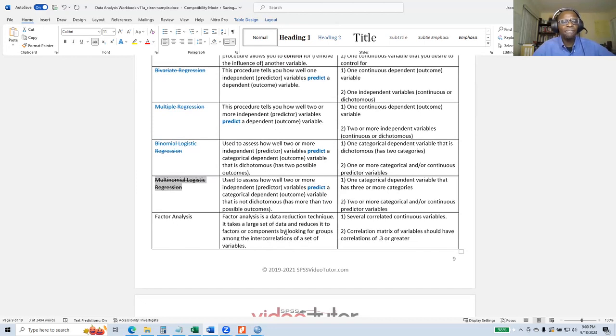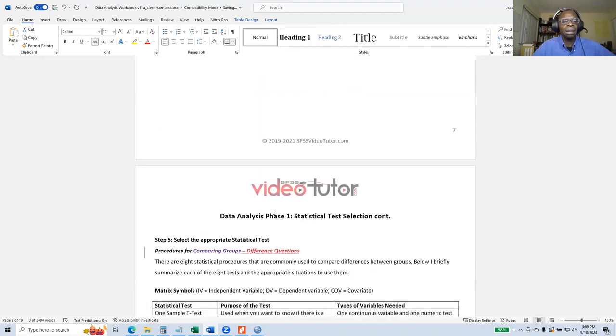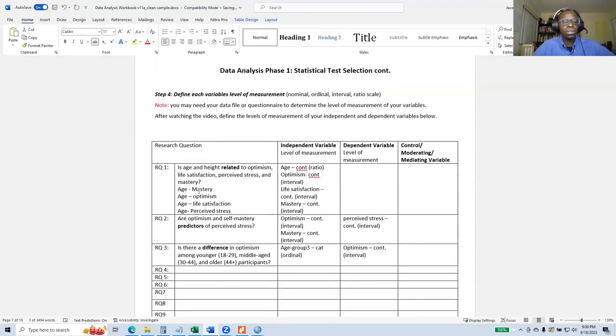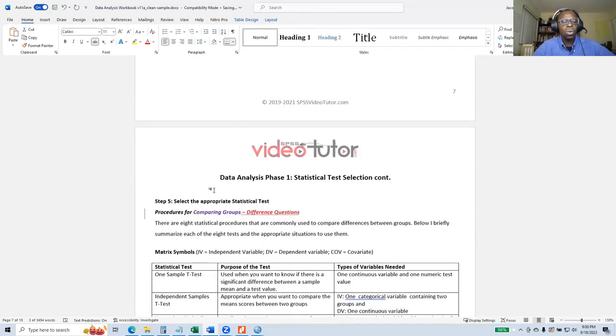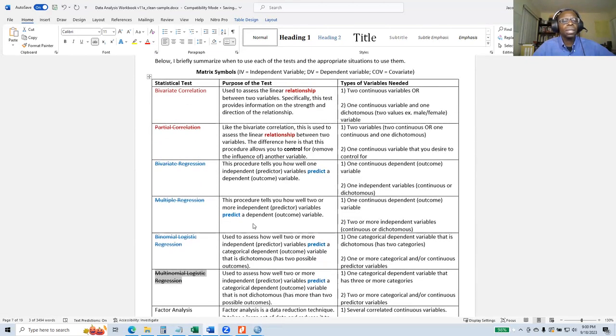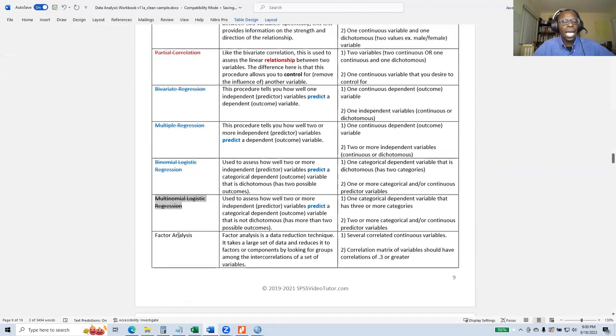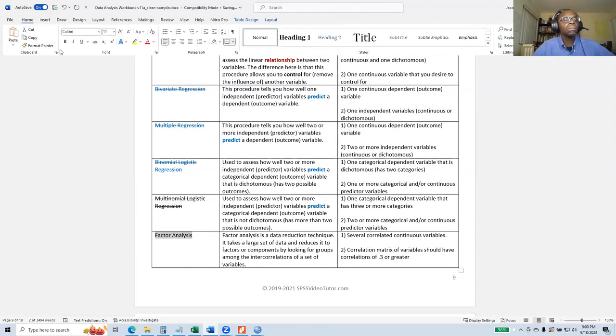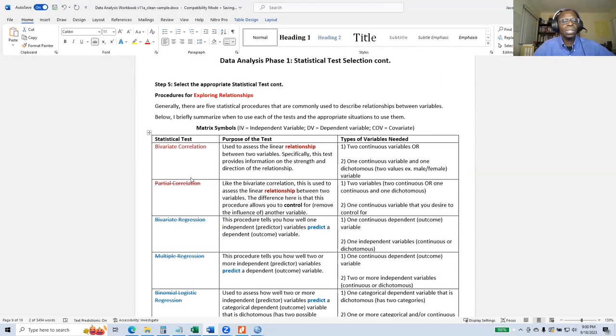And then finally, we've got factor analysis. It's a data reduction technique. It takes a large set of data and reduces it to factors. We're not talking about data reduction. There was nothing in here about data reduction. So what's left? It's not factor analysis. It's not any of these. The only thing that's left is bivariate correlation.